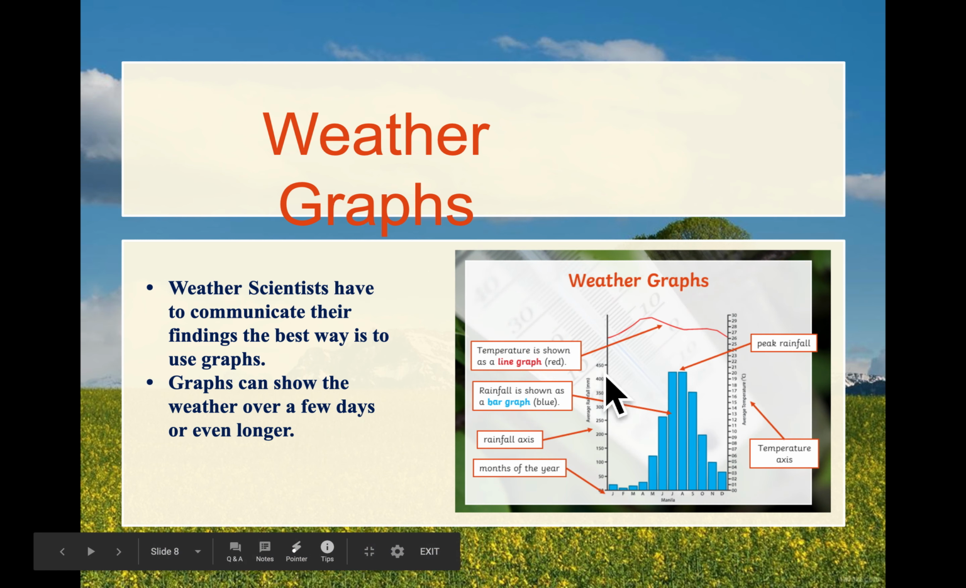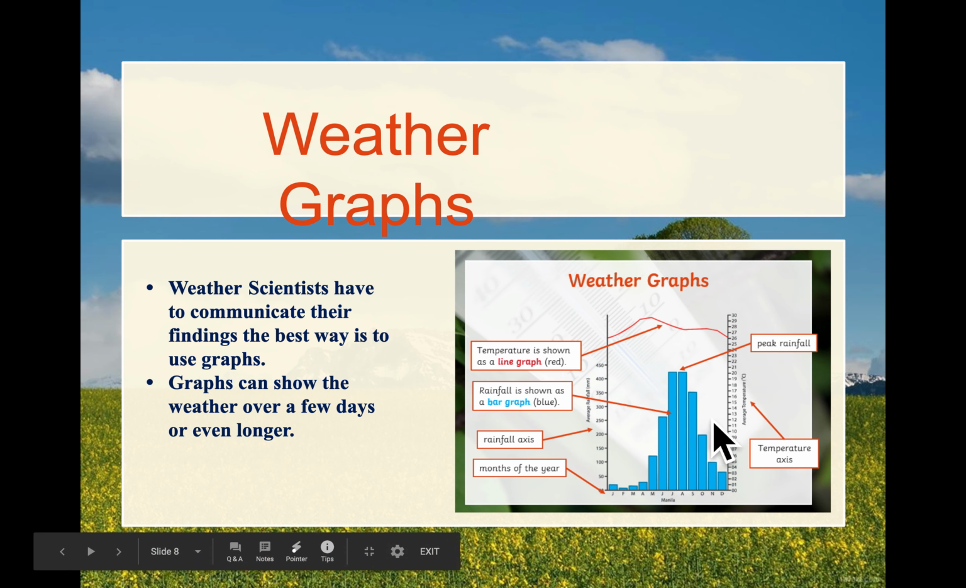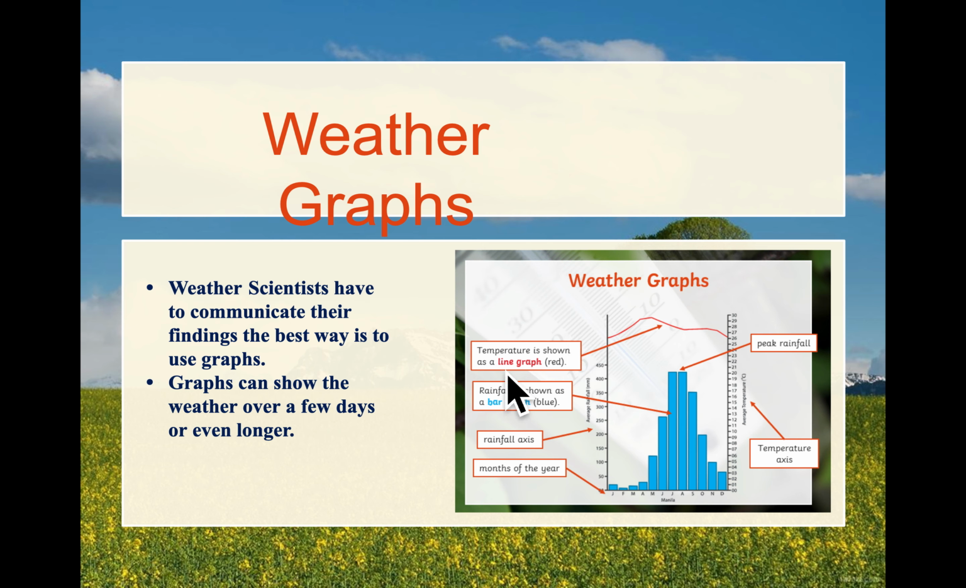So over here we have a weather graph, and on this weather graph you can see a temperature line. So this is a line graph to show the temperature. The rainfall is shown through a bar graph, and over here we have our numbers for how many millimeters of rainfall we have. Down here we have the months of the year, and over here this side is for the temperature for this line. So a weather graph tells us a bunch of information like temperature and rainfall. And weather scientists use these graphs to show us what they found.